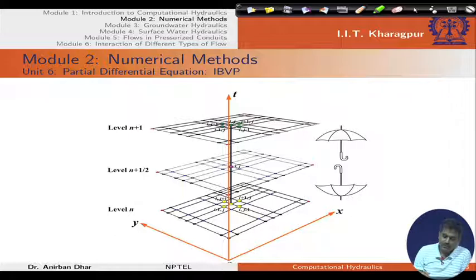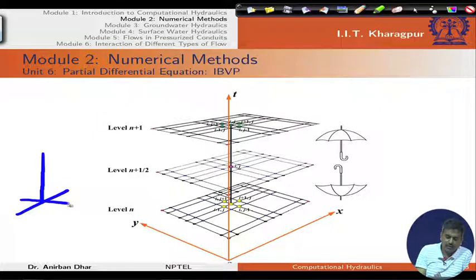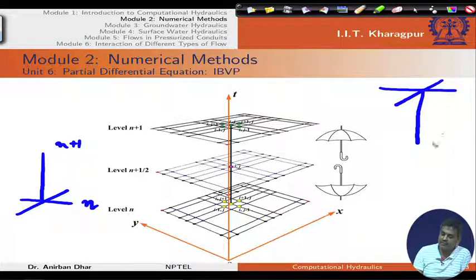Obviously, in case of our implicit scheme we have covered the n plus 1 level, and these are at the nth level because spatial derivatives are discretized at the nth level. For our implicit scheme, this was n plus 1, where all spatial derivatives are discretized at the n plus 1 level, and the time derivative considers the n plus 1 and nth level.